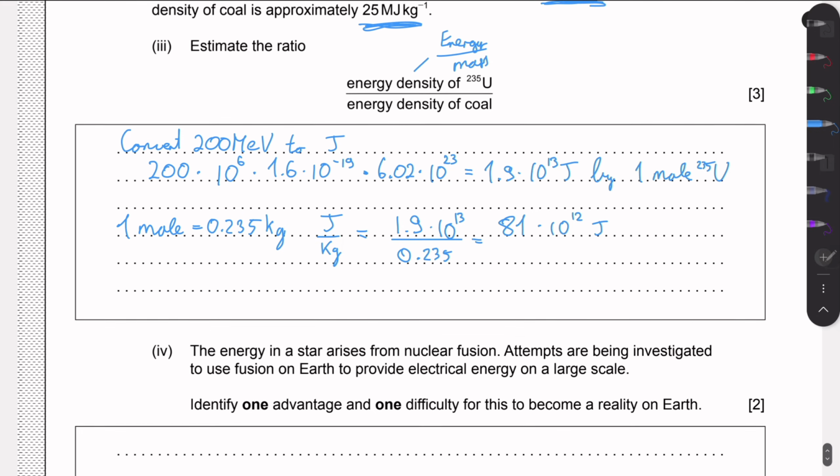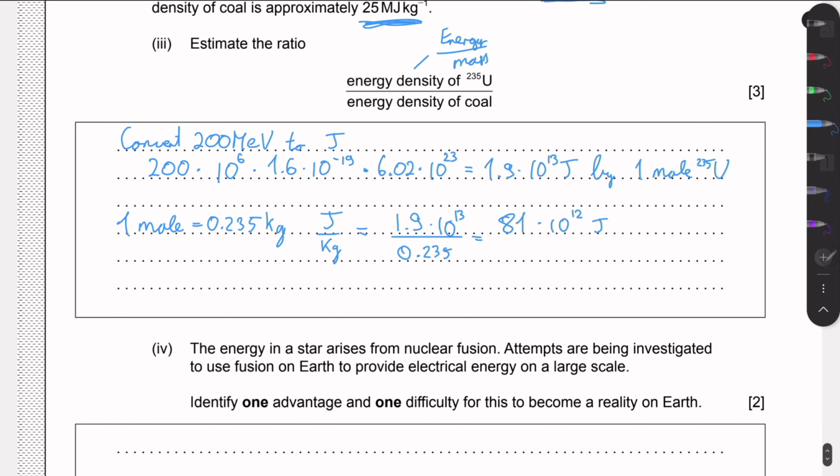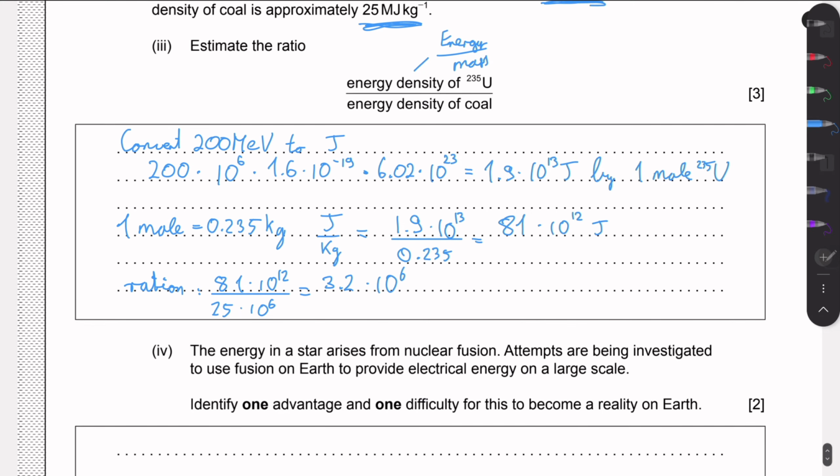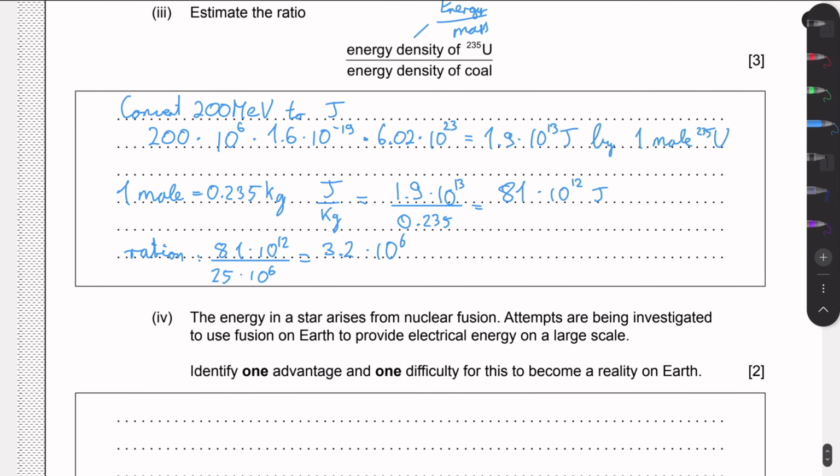And then we just need to compare these ratios. So we need to divide these two numbers we found. So 81 times 10 to the 12 divided by 25 times 10 to the 6. This will be 3.2 times 10 to the 6. So we see that the energy density of uranium is much, much, much larger than of coal. So by burning 1 kilogram of both, we get a lot more energy from uranium.